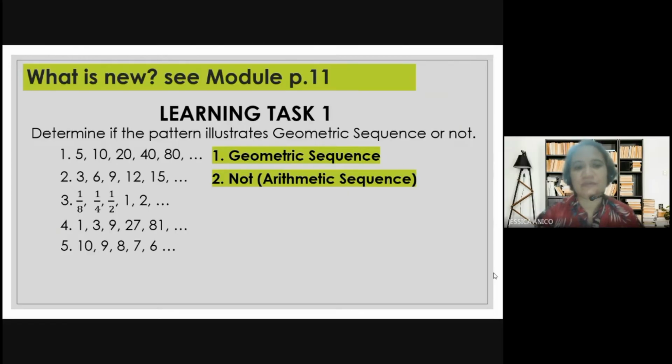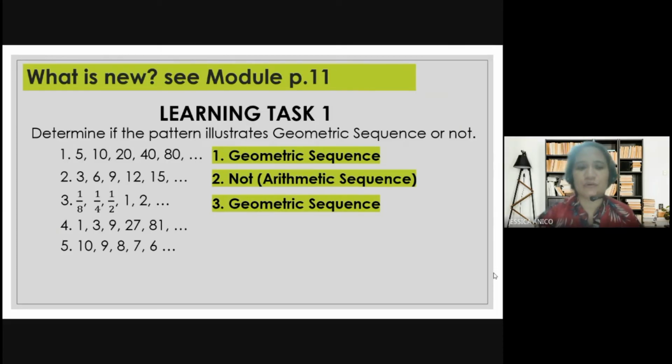For number 3, we have 1/8, 1/4, 1/2, 1, and 2. This is a geometric sequence. Every term is being multiplied again by 2 to get the next term. 1/8 times 2 is 1/4. 1/4 times 2 is 1/2. 1/2 times 2 is 1.